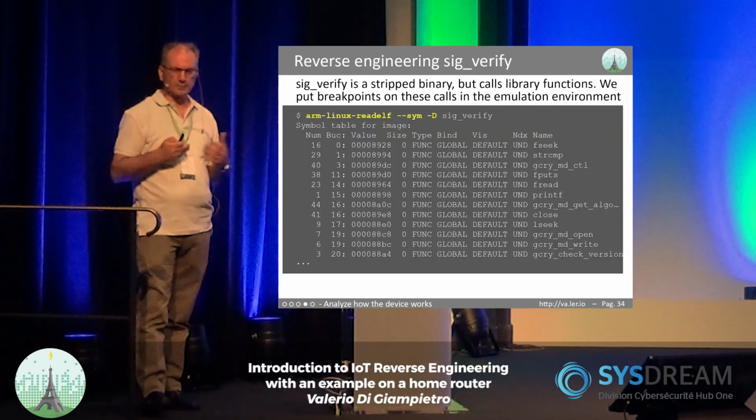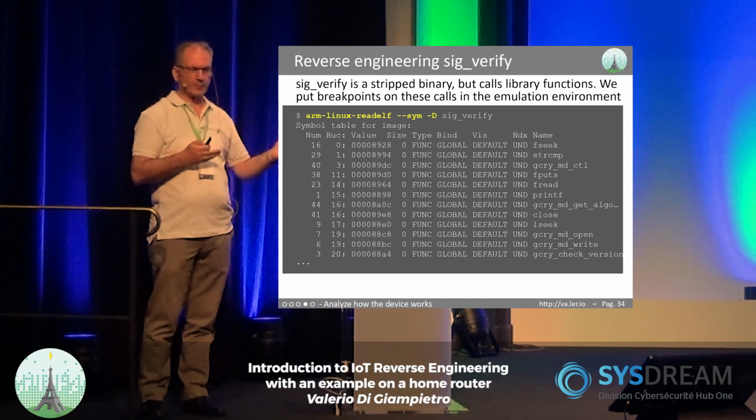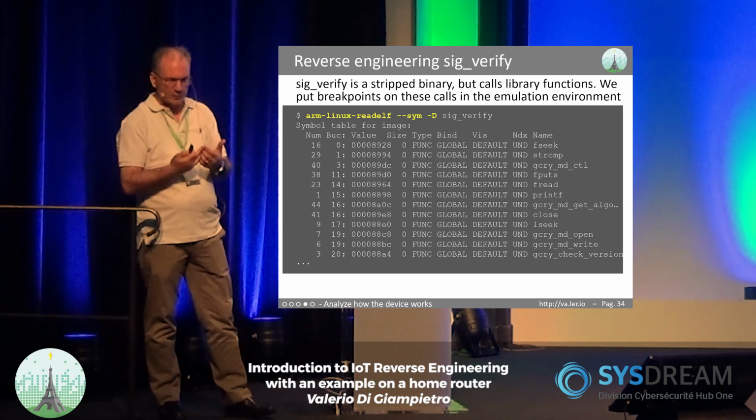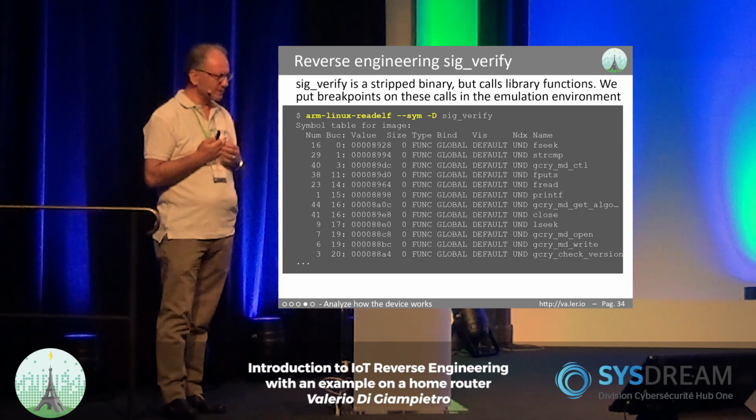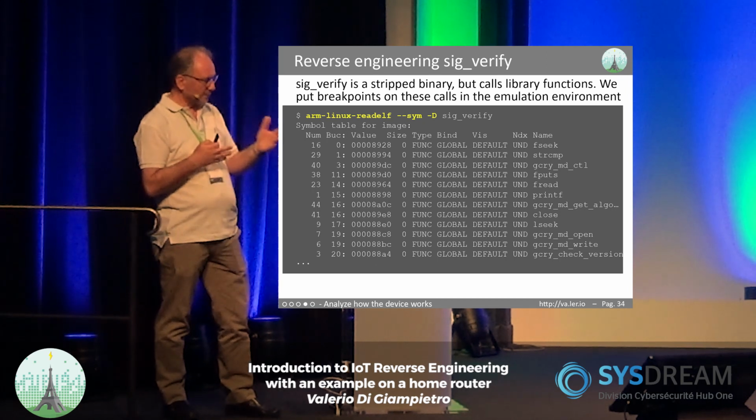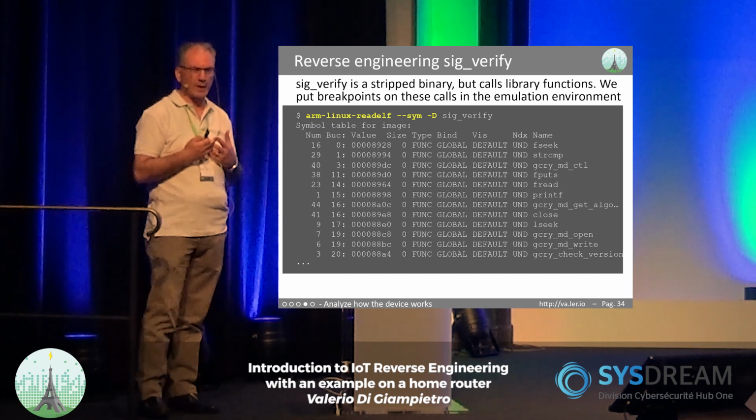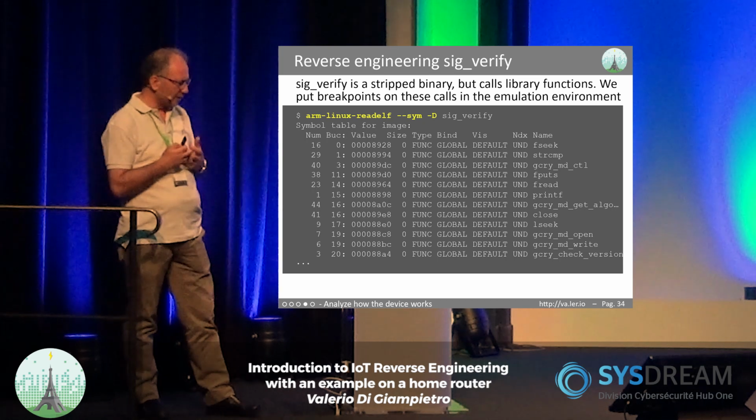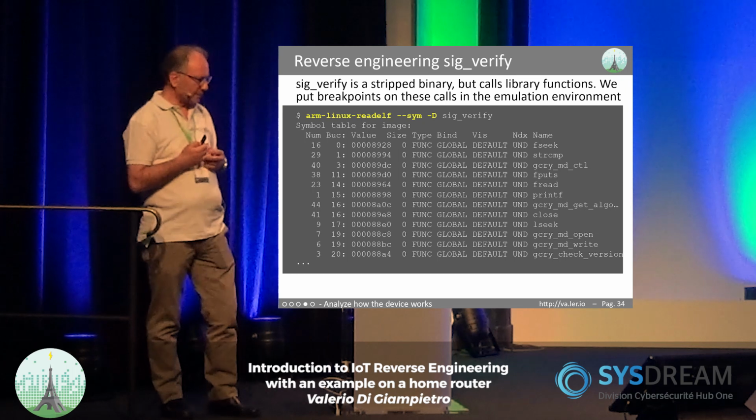So if we want to modify the firmware, we have seen that the firmware file has a signature. So we want to understand if we can fake the signature to be able to load our own firmware file. Because the signature is checked with the sig_verify binary, we want to execute this command in our emulated environment to understand what it does and to understand if we can fake the signature. sig_verify, as all other binaries in the router, is a stripped binary.